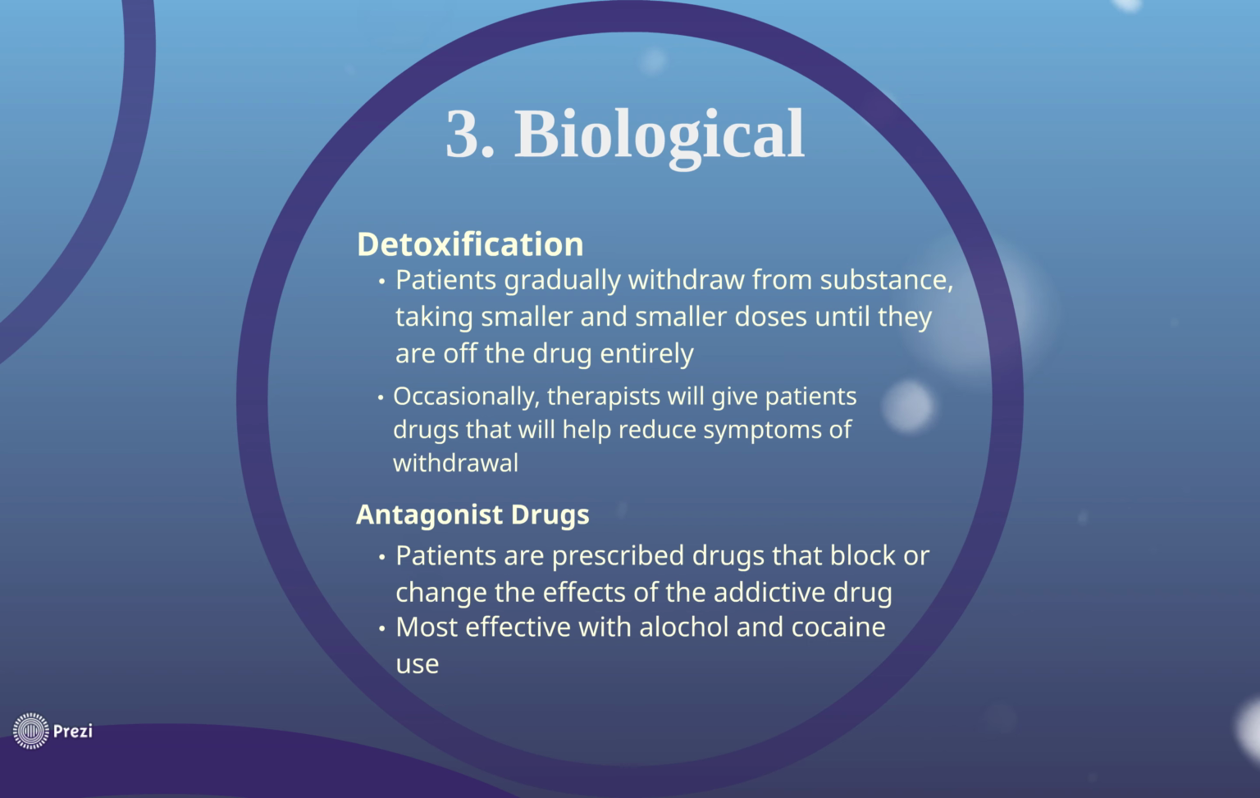When using antagonist drugs, patients are prescribed drugs that block or change the effects of the addictive drug. This is most effective with alcohol use and cocaine. An example of this is Narcan, which is an opioid antagonist drug. This drug attaches to endorphin receptors, blocking the effects of opioids.